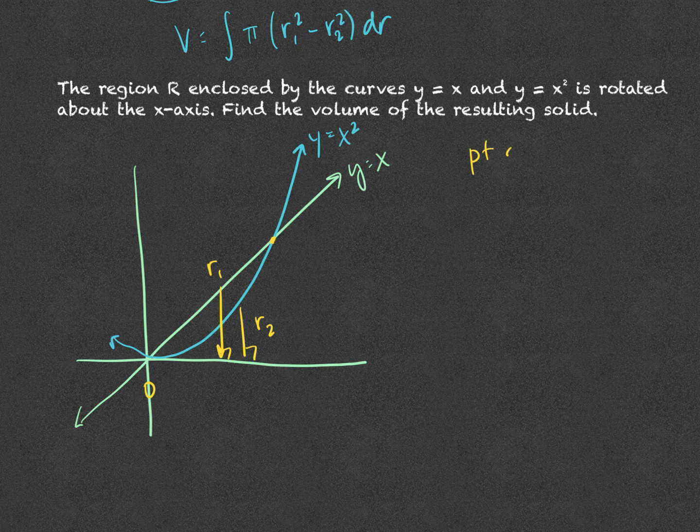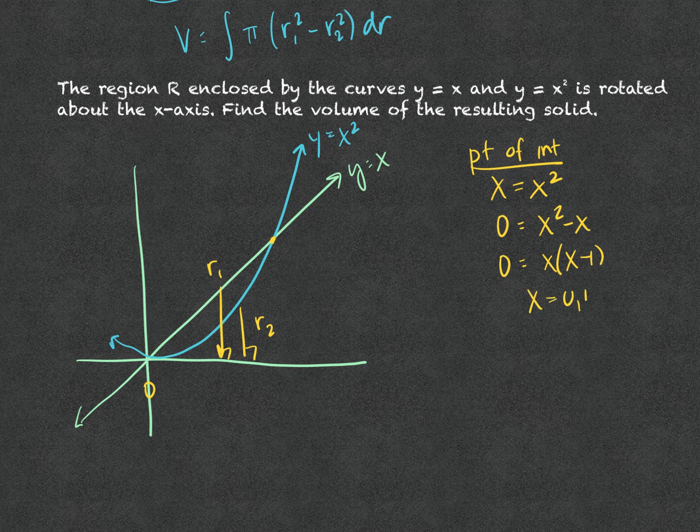So let's find our point of intersection first. The easy way to find the point of intersection is to set them equal to each other like we did in the last section. So I'm going to say 0 equals x squared minus x. Factor out the x: x times x minus 1. So x equals 0 and 1. So my other bound over here is 1.